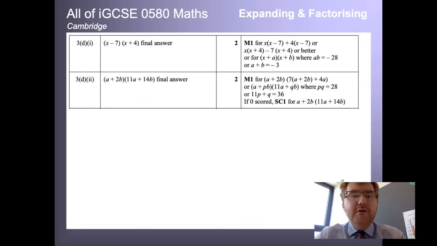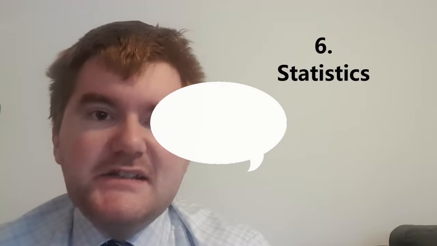So you can have a look at the two answers I've just gone through. Expanding and factorizing is a very important topic, more so on paper 2 than paper 4. But again, it's a fundamental part of the IGCSE 0580 syllabus. And on to statistics, number 6, which generally takes the form of cumulative frequency, histograms, and then some kind of estimate of mean question. And that's exactly what I'm going to go through now.